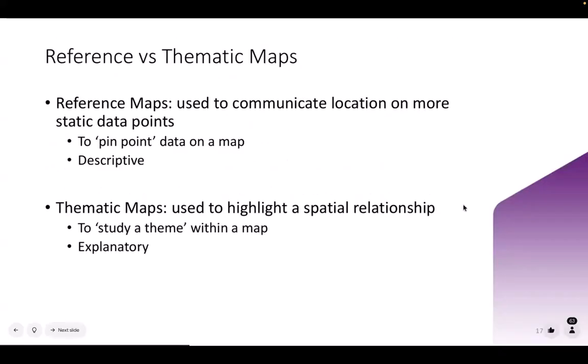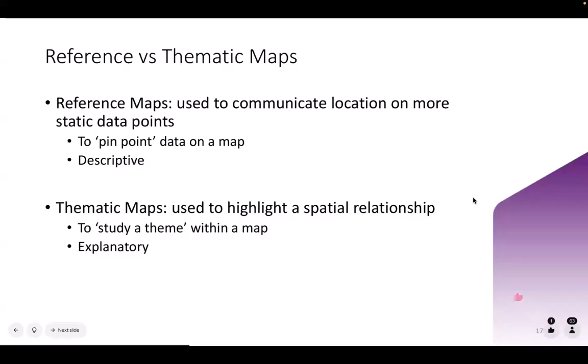So, GIS are known to produce two broad types of maps. These are known as reference and thematic maps. Reference maps are used to communicate location on more static data points. It's basically to pinpoint data on a map, and it's rather descriptive. Thematic maps, however, are used to highlight a spatial relationship. So this is to study a theme within a map, and this is where it becomes a bit more exploratory.